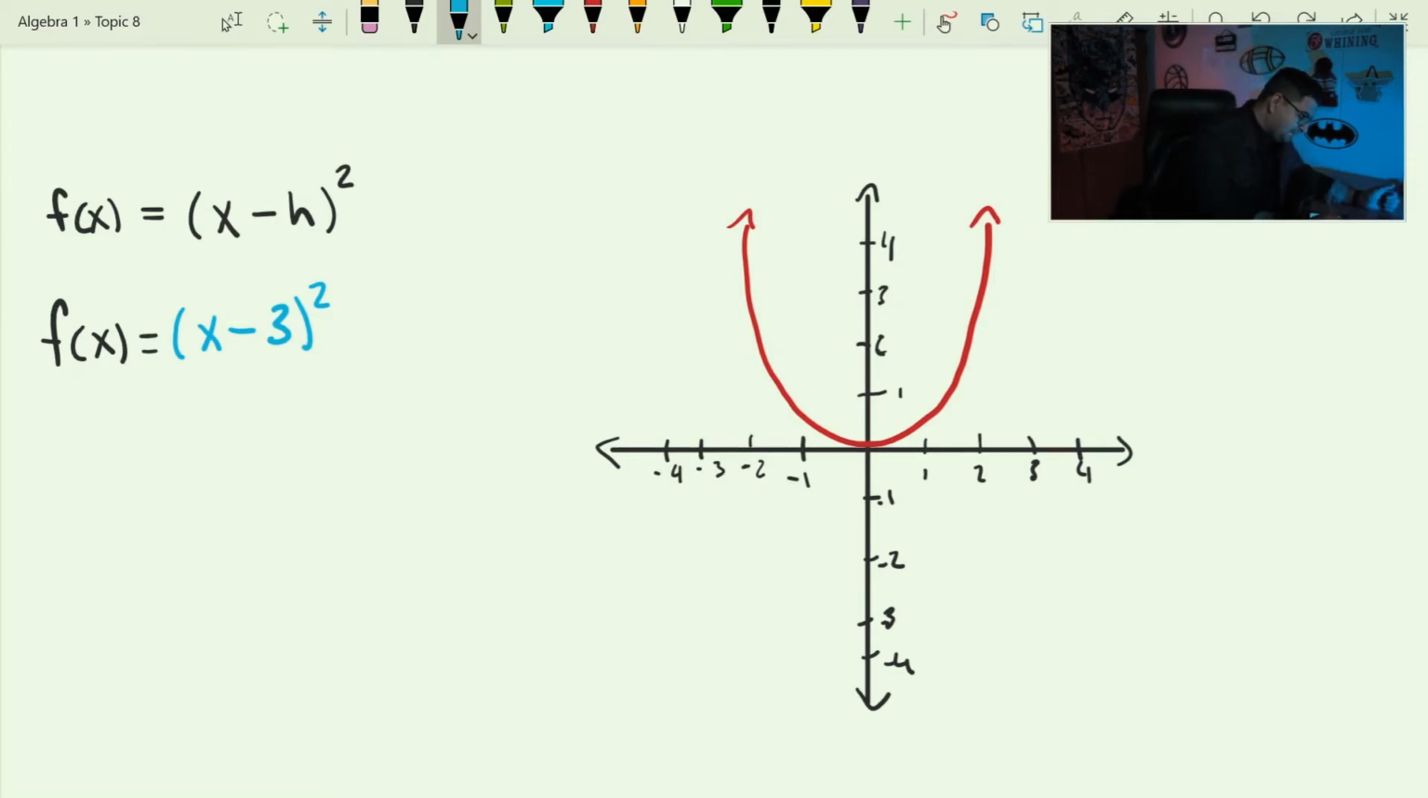But in reality, this one we have to be careful with, because whatever number is written in here, it moved in the opposite direction of that. So if I see a negative 3, instead of me thinking it went to the left 3, it actually means it went to the right 3. Okay, so this would look like a parabola that was actually drawn here.